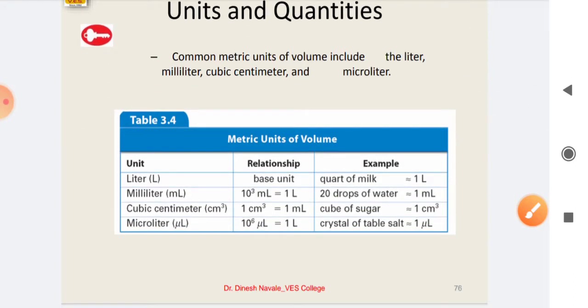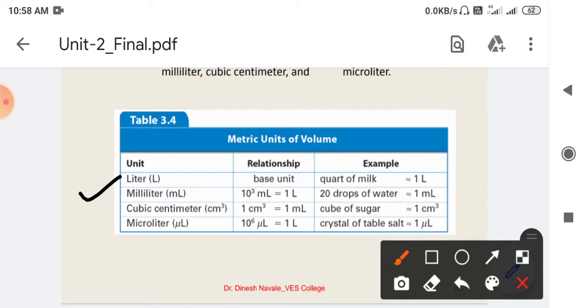So the units for volume are, one is the liter. 1 liter is again a standard, meaning the volume of 1 kg of water, because we have considered the density of water as 1. Then milliliter, then cubic centimeter, and the last one is the microliter.